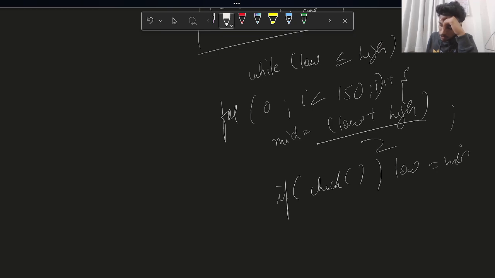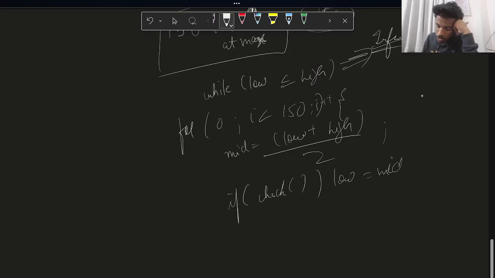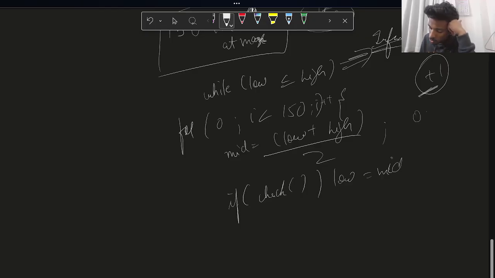But this time we don't do plus one. Why? Because we need to calculate a very precise answer. If you do plus one here, then the problem is you may deviate too much from the answer. We can only accept this much error, and if you do plus one, then you are creating so much error. So we simply put low equal to mid, and else we put high equal to mid.